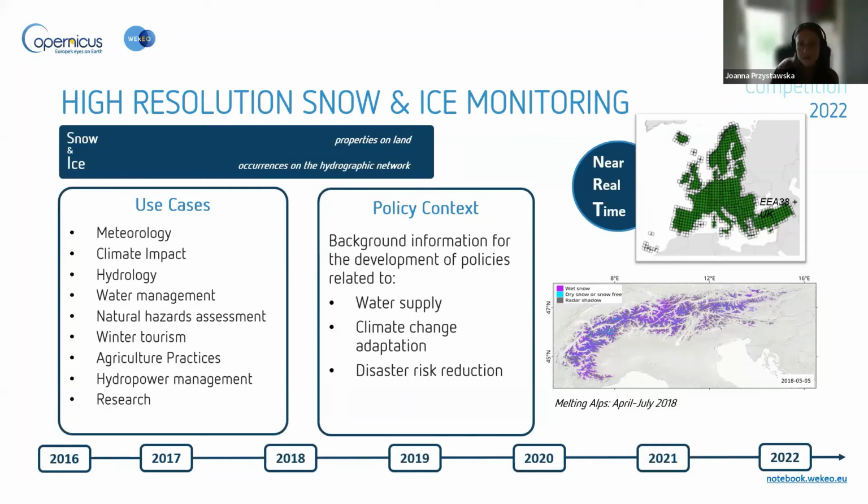And the GIF on the right bottom shows an illustration of melting Alps throughout April to July 2018, and you can actually notice how dry snow, colored in blue, transforms to wet snow, purple color, and then throughout July actually disappears, so eventually melts off, and there is no color. Next slide, please.